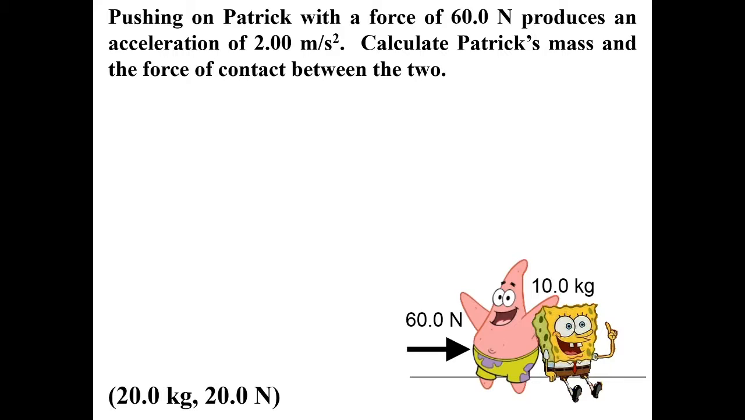Okay, now we'll see another example with two old friends probably. So we're pushing on Patrick. Patrick's right next to SpongeBob there. We're going to find the force of contact and all that information. So let's see what we know. We're going to have to draw a free body diagram. We'll draw two of them. So we'll assume Patrick is heavier, mg, and there's the normal force. Just from the diagram, we push with 60 newtons.